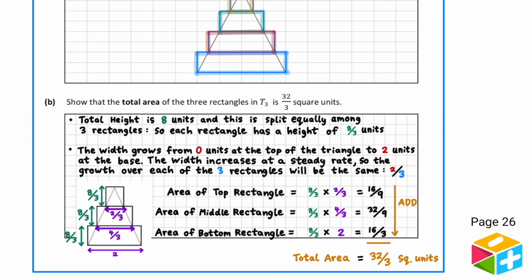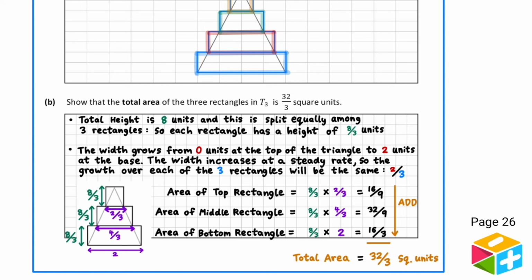We can illustrate this in our diagram. At the top of the triangle, we have a width of 0. When we reach the bottom of the first rectangle, this will have grown by 2 over 3. By the time we reach the bottom of the second rectangle, the width will grow by another 2 over 3. This gives us a width of 4 over 3. By the time we reach the base of the third rectangle, the width will again increase by 2 over 3. So here, the width is 4 over 3 plus 2 over 3, which is 2.